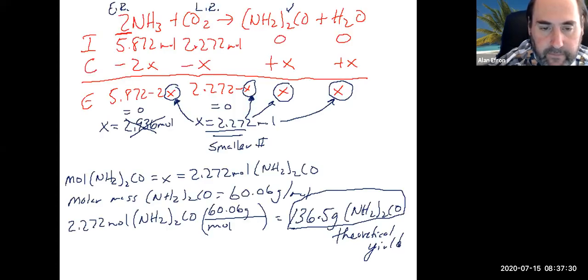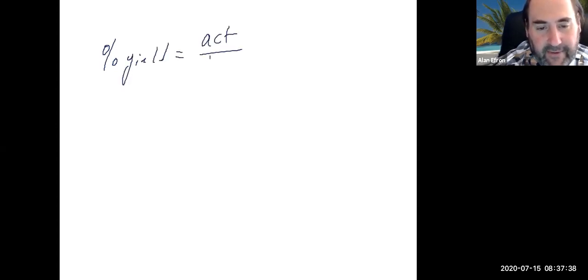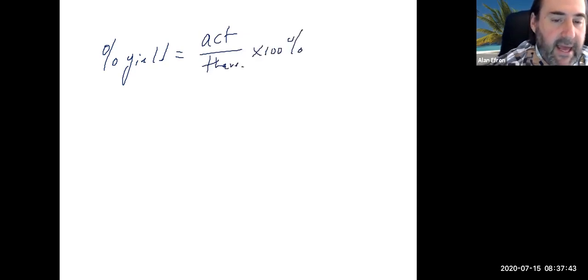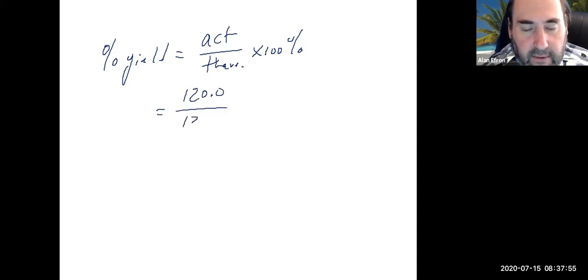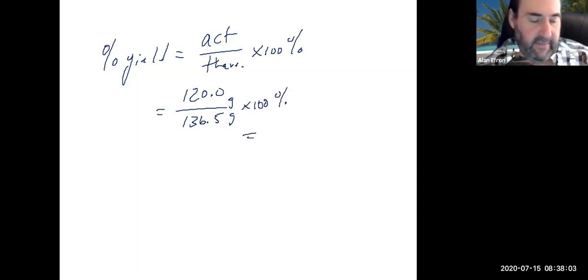So the last thing that we want to do is take the percent yield, and I'm going to try to write it right this time. It is going to be our actual divided by our theoretical times 100%. And the actual, again, was given in the problem, and I believe that was 120, if I'm not mistaken. That's 120 grams. And we calculated the theoretical being 136.5 grams, times 100%. And we'll get something like 87.9%-ish.